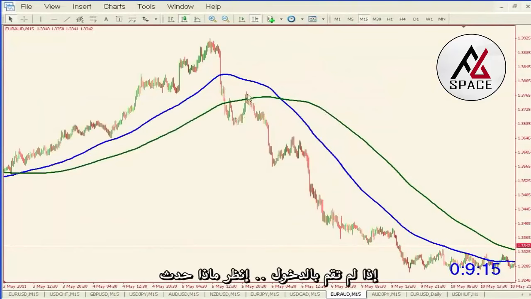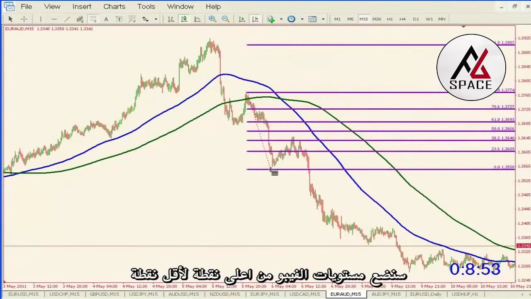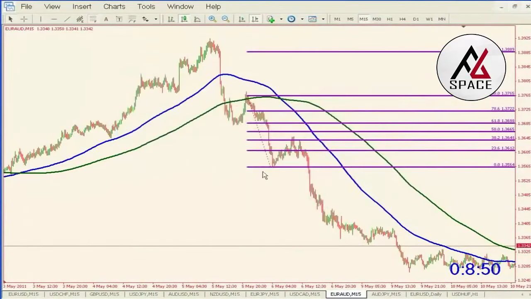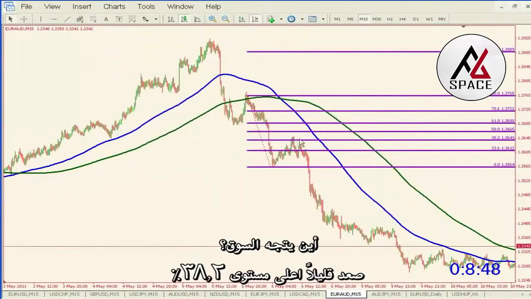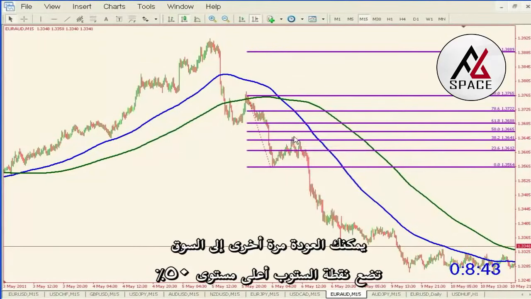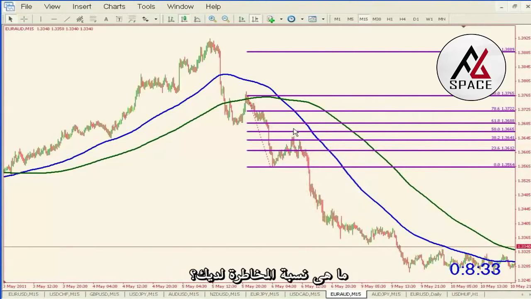Now, if you got out, you didn't get in. If you didn't get in, look at this again. Here's what happens. You go to that swing high again and this swing low. Where does the market go to? 38.2, just a little bit above 38.2. Once again, you could get back in the market. You put a stop loss a little bit above this 50% level because your first level that it returned to was 38.2. So your stop's up here.